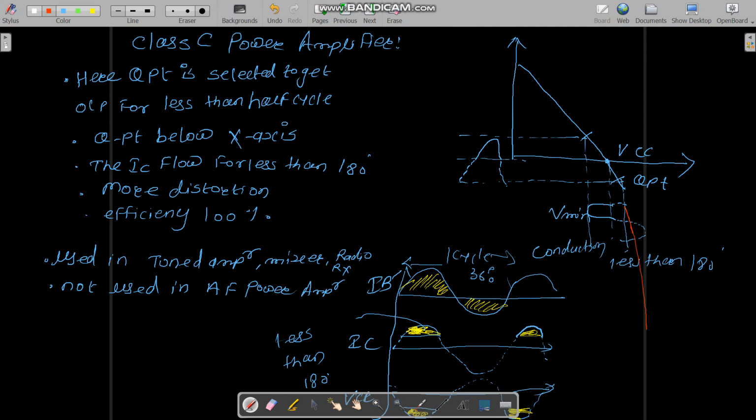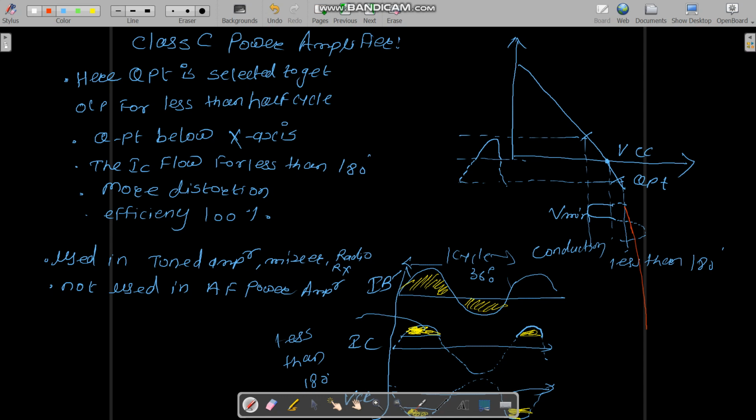That means because of the selection of your operating point just below the cutoff region, just below the axis, your collector current flows for less than 180 degree, and because of that you will get a lot of distortion compared to class A and class B. But in terms of efficiency, efficiency will be 100%. Because of this reason, class C power amplifiers are used in tuned amplifiers, mixers, radio receivers, and so on. And to make a note, class C power amplifiers are not used in AF power amplifiers.